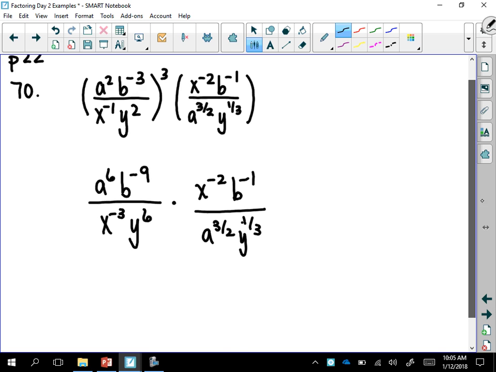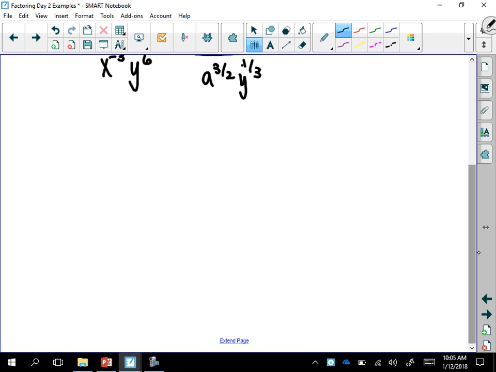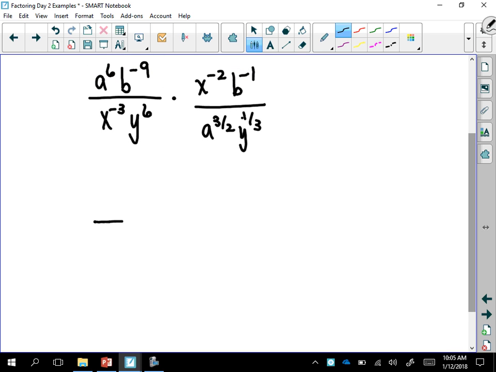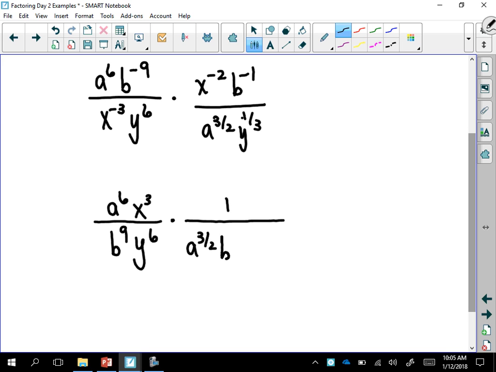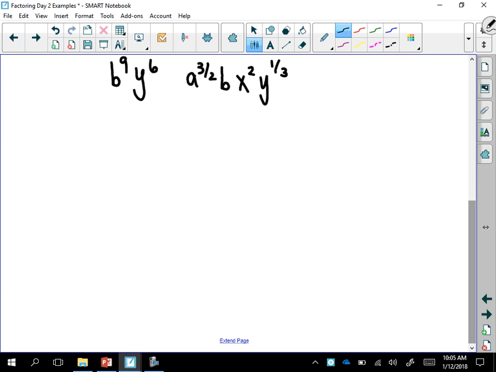And so with all the negative exponents, they're just going to switch places. So in this first fraction, a to the 6th will stay, b to the 9th will move down, x cubed will come up, and y to the 6th will stay. So in the second fraction, it looks like everything is going to be in the denominator. All right, so distribute in the outside exponents, move any negative exponents, and then we're ready to start simplifying.